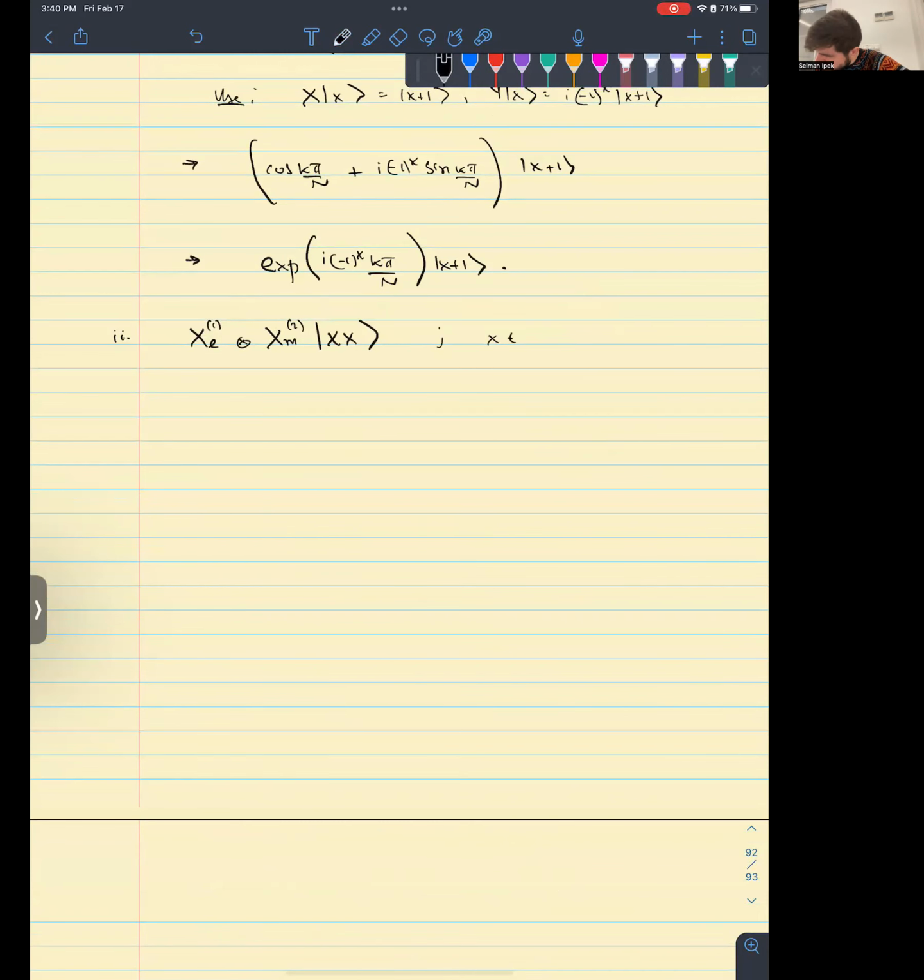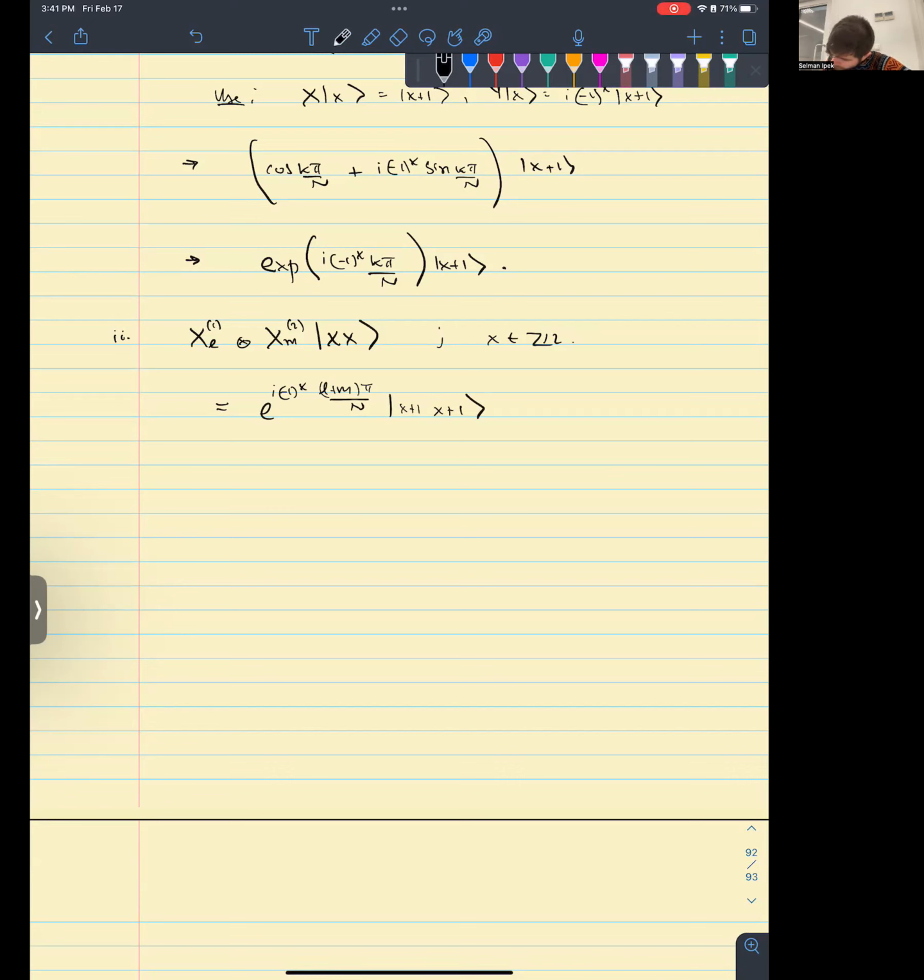Here, x is an element of Z2. So if we just use the properties that we got before, what we have is that this is e to the i (-1)^x, because it's the same exact x, (L plus M) pi over n times x plus 1, x plus 1. So something like this.